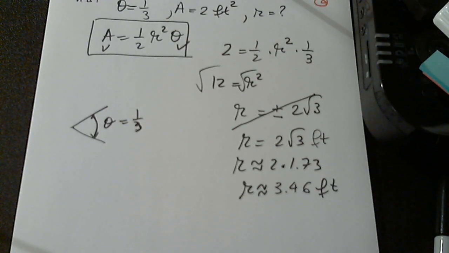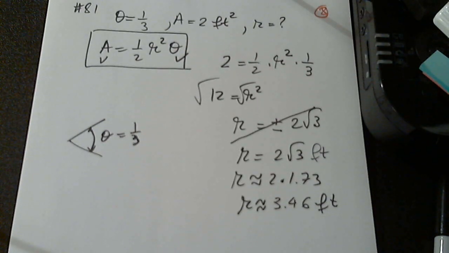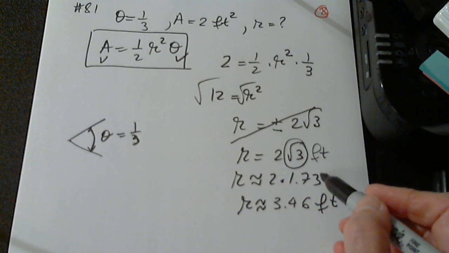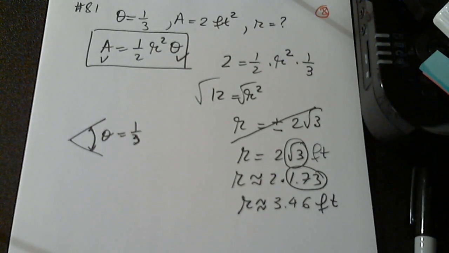Wait. Can you explain how we got 3.46 feet? How did we go from 2 root 3 to 3.46? This is this. Oh, okay. Any questions?